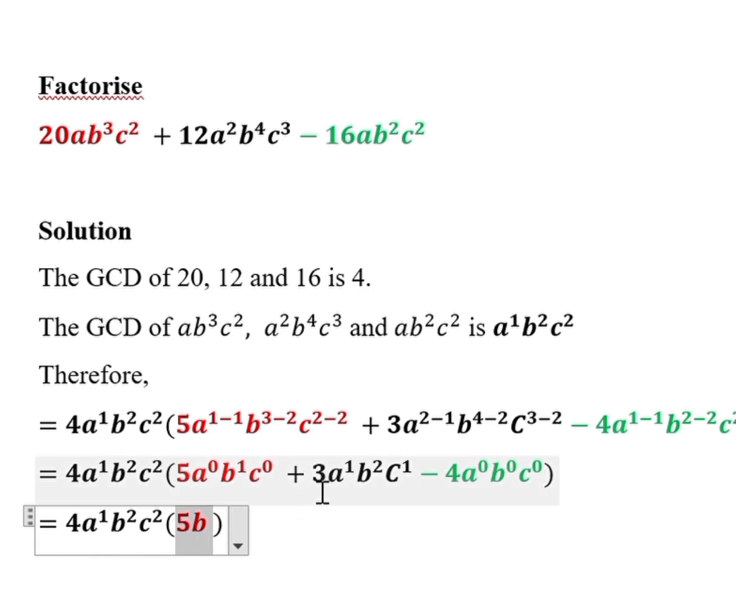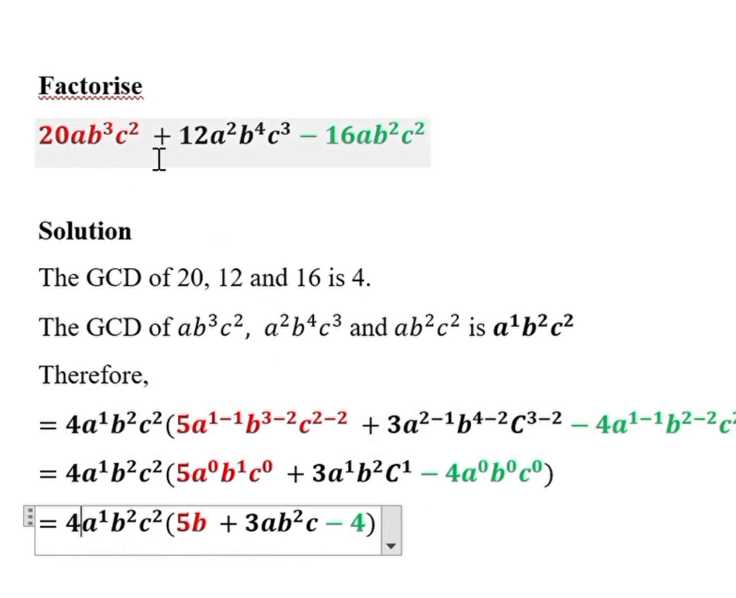Then plus 3. Then, of course, this a raised to power 1 can be written as a, then b squared, then this one can be written as c like that. And then here, we take minus 4 times 1 times 1 times 1, because anything raised to power 0 is 1. That means the answer is minus 4 on that side. So this one is the least form you can express this one in. So that means this is the factorized form of this algebraic expression.